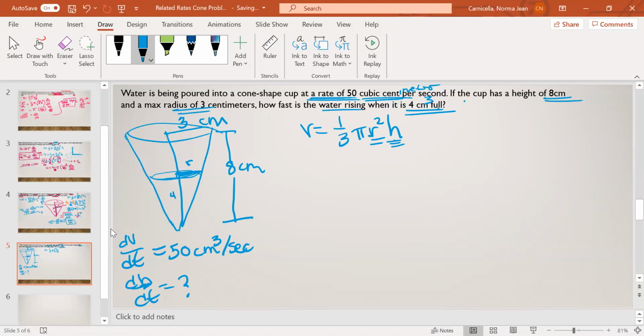The radius and the height are related. So I'm going to use similar triangles because they didn't give it to us. You got to use the similar triangle trick. So you have these two triangles: this triangle here and this big triangle here. That's this triangle.